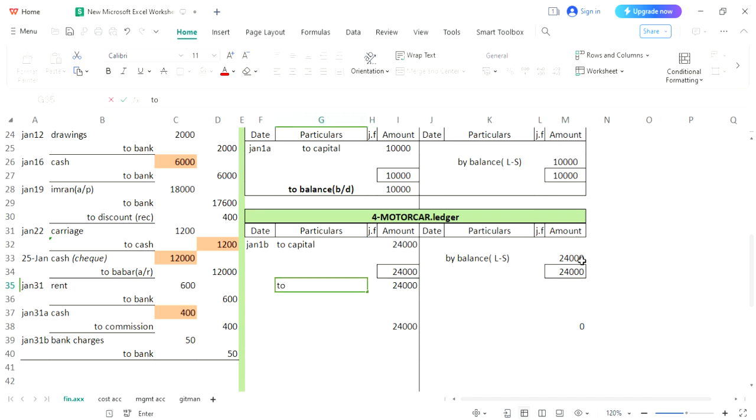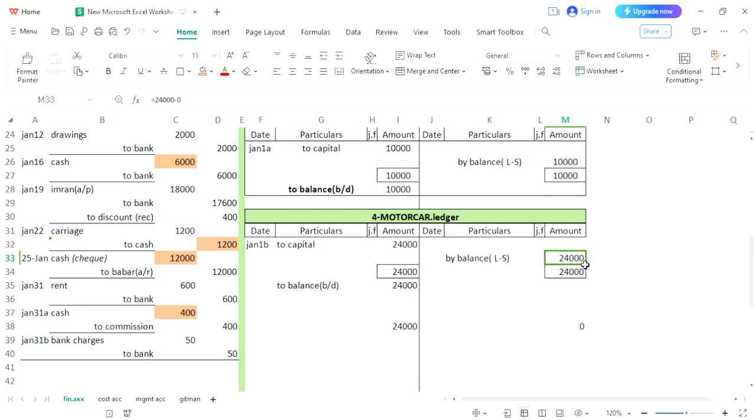Here you will write "To balance", but this balance would carry the twisted name B/D, meaning you have brought this balance down. What you have done: the initial balance was written upward, on the upside of the total, and then you have brought it down, on the downside of the total. That is why it is called balance brought down.